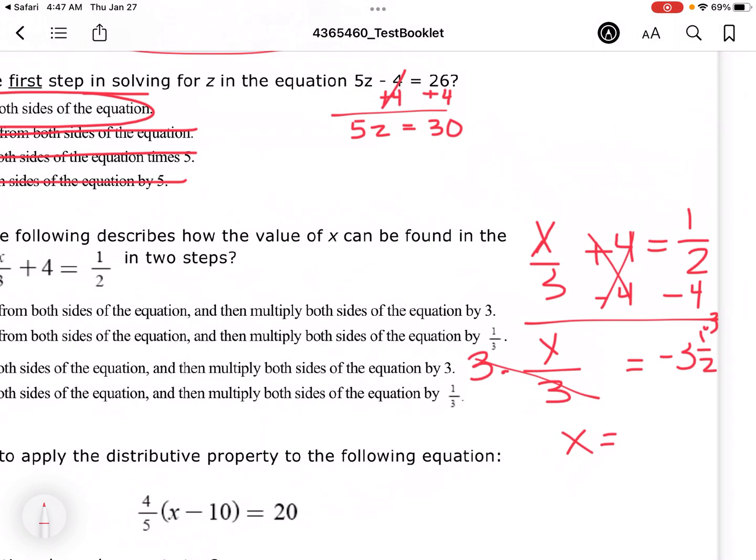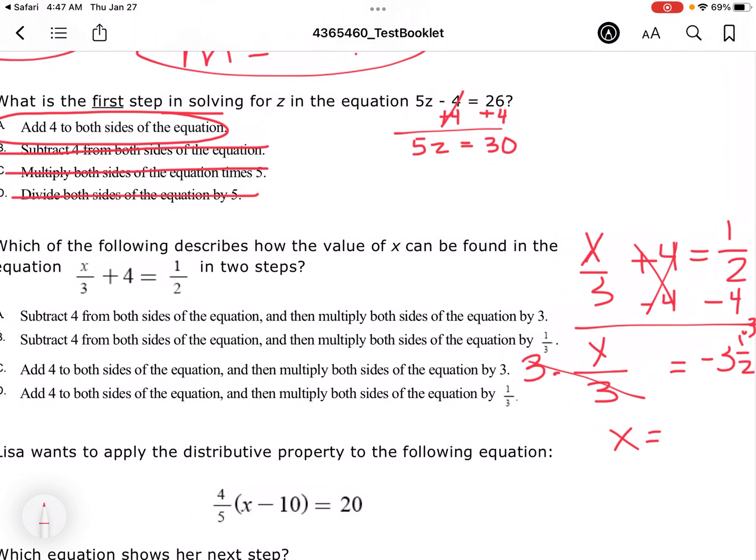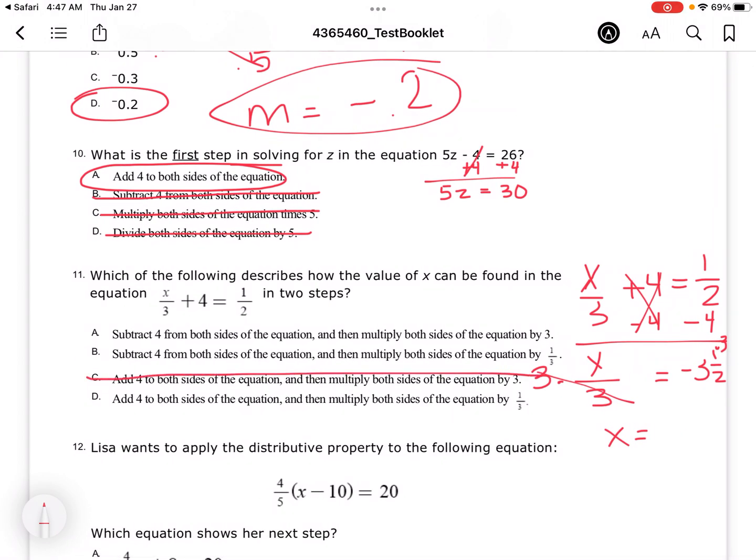Okay, so let's see here. We have to subtract 4, so it can't be C or D. Then we multiplied both sides, not by 1/3, but by 3. So it had to be A.